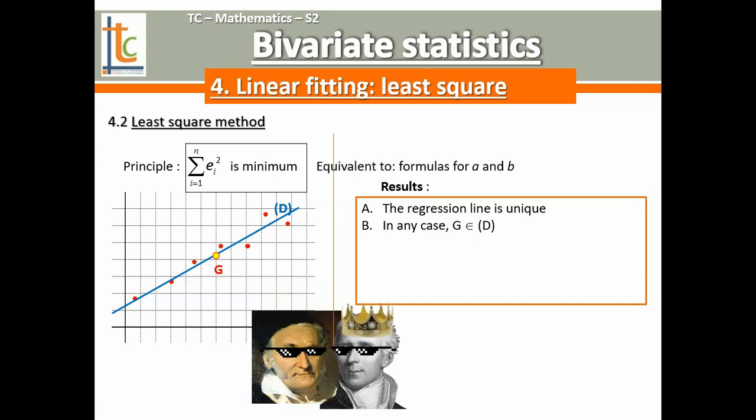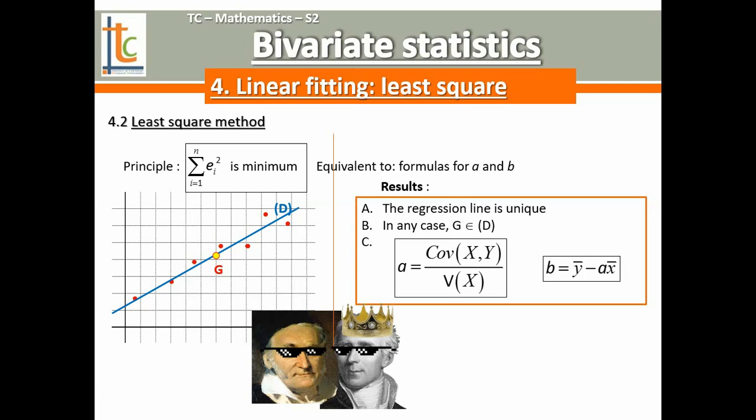The third and last result is to obtain simple formulas to calculate the slope and the y-intercept of the line. If you divide the covariance of x and y by the variance of x, you obtain exactly the slope of this line. And if you calculate y bar minus a times x bar, you obtain the y-intercept. This is in the French notation of an expression of a line, which is y equals ax plus b, not the English one.